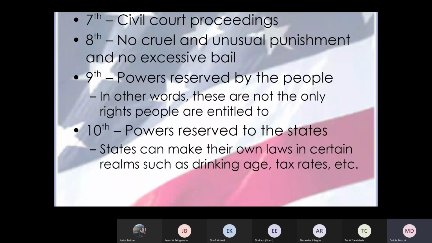And then the 9th, powers reserved by the people. So the 9th and the 10th go kind of hand in hand. The 9th, powers reserved by the people. What this means is that there are things that you are entitled to, things that you have a right to have, that are not necessarily in the Constitution. So this is stuff like the right to privacy, okay? Protecting you against things like voyeurism, creepy people, okay? Stopping things like that from happening, right? You have a right to privacy.